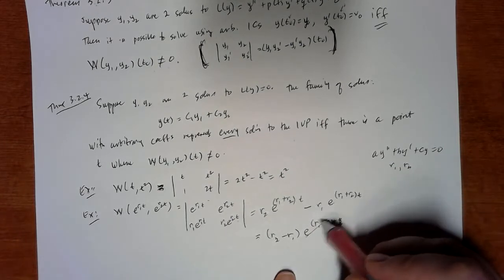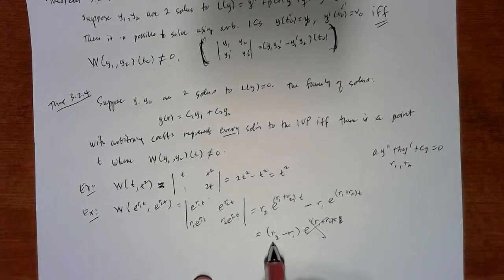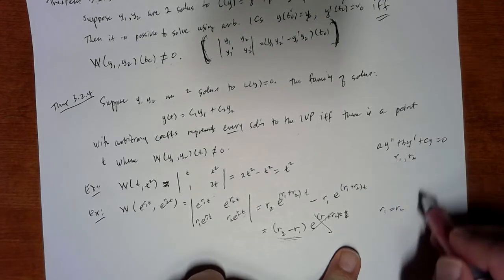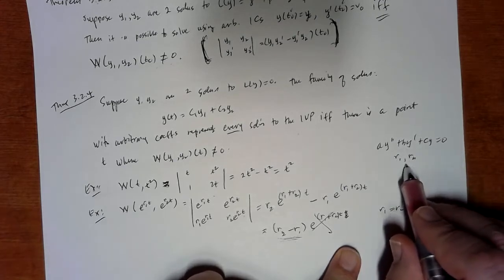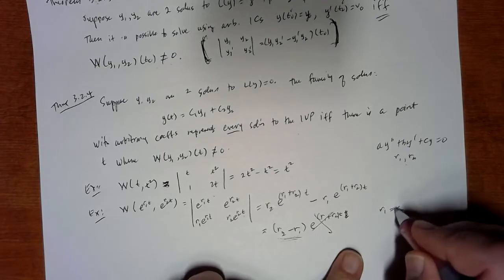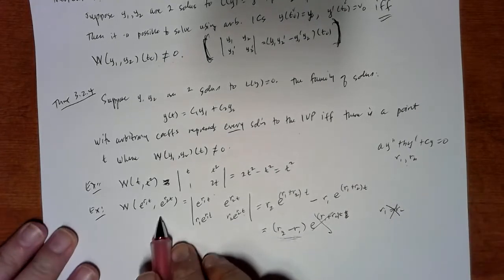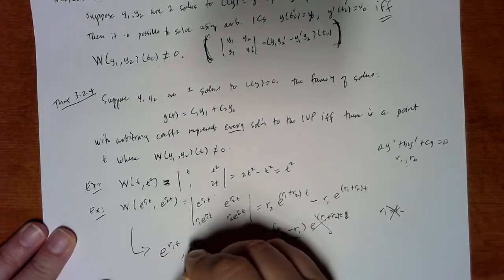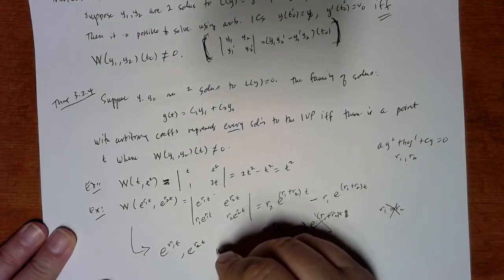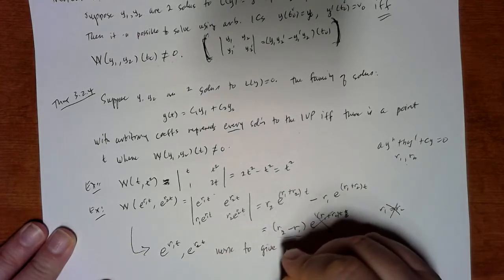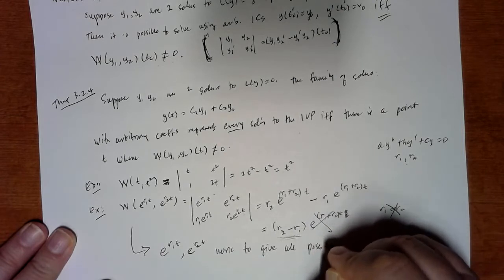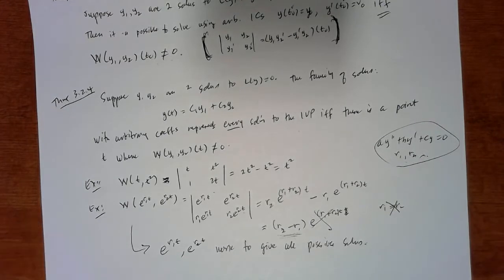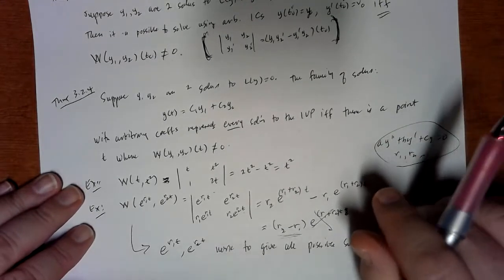Well, the exponential function is never 0. And so the only time this Wronskian would be 0 is if r1 equals r2. But can r1 equal r2? We said they could not. We said these were distinct real numbers, right? So r1 is not equal to r2. And so what we see here is that these functions, e to the r1t and e to the r2t, work to give all possible solutions, right, to our differential equation. Good. All right, with that particular a, b, and c, that's what I'm talking about.